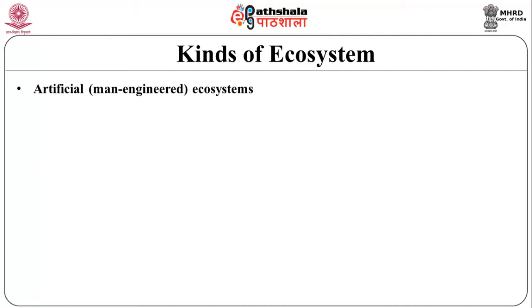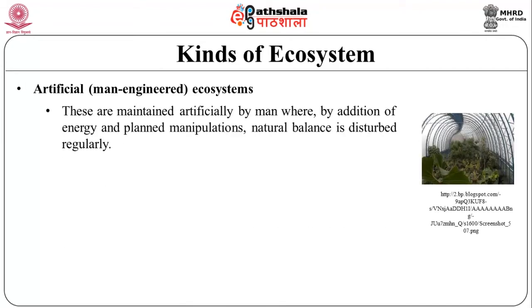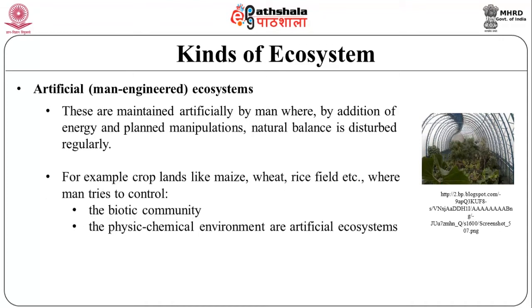The next ecosystem that one needs to know about is the artificial or man-engineered ecosystems. These are maintained artificially by man, whereby through the addition of energy and plant manipulation, the natural balance is disturbed regularly. For example, croplands like maize, wheat, rice fields, etc., where man tries to control the biotic community as well as the physical and chemical environment, are artificially based ecosystems.